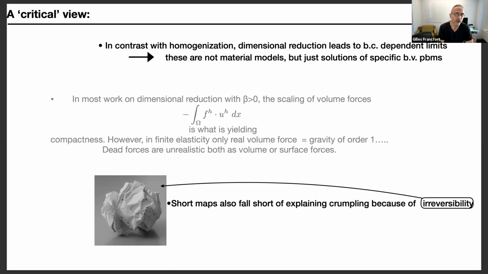But crumpling and confinement goes beyond, in my opinion, the fact that you can solve this limit process for beta equals 5/3 or beta between 5/3 and 2. So this is my critical view, personal, of the regimes from the standpoint of mechanical models.